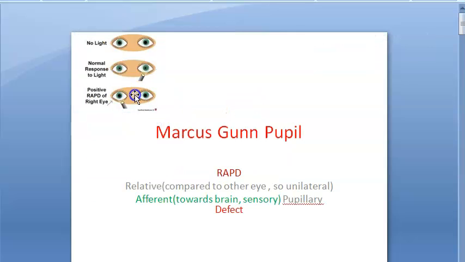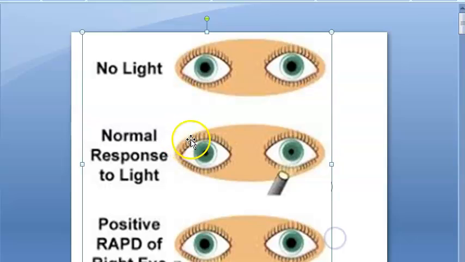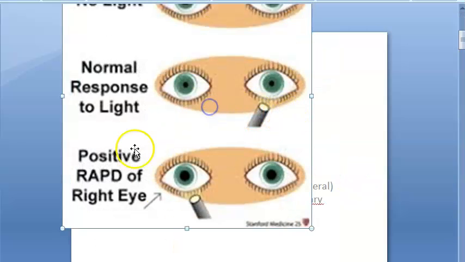Normally if light falls on the eye, what will happen? The pupil should constrict. So here you can see that when light is falling on this eye, the pupil is constricting, and both sides are constricting. But in Marcus Gunn pupil, what happens is, when you put light on this eye, which is having an issue, it is not constricting. Okay, so here you can see there is no constriction, right? So this is Marcus Gunn pupil.